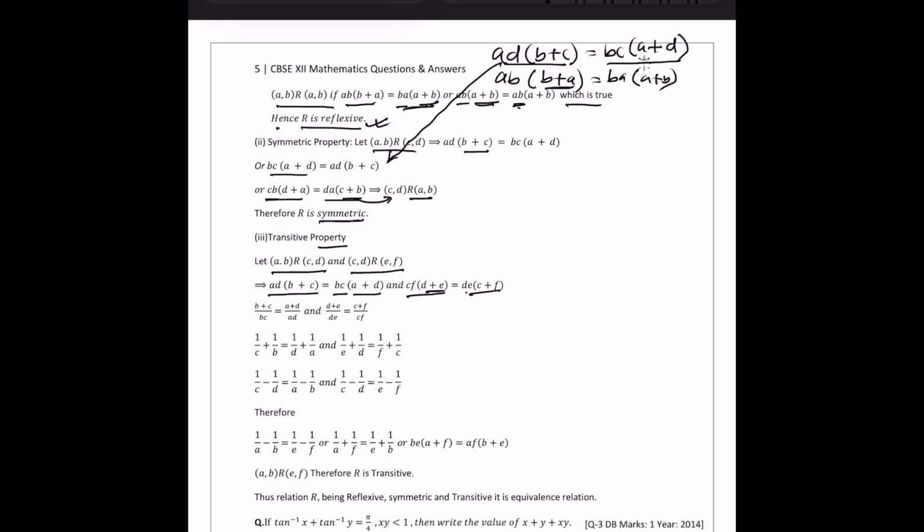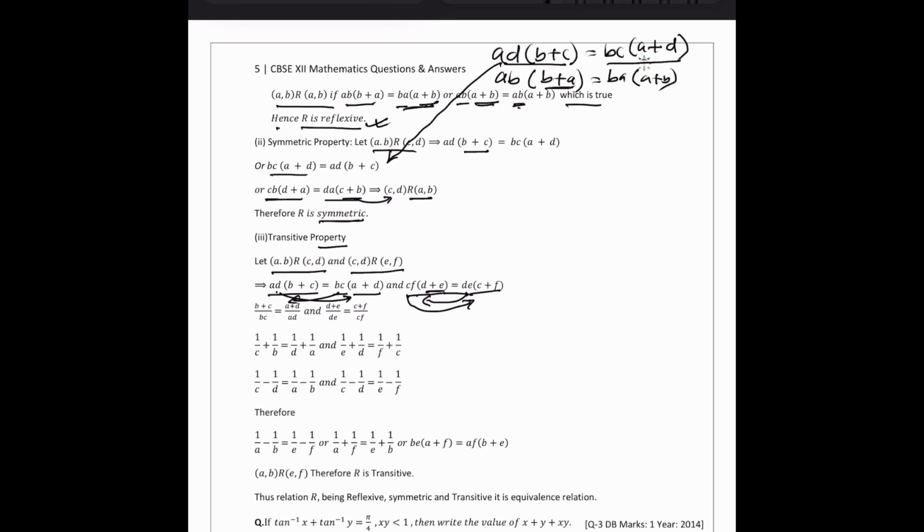This is from the relation given. So now B plus C by BC, so by AD. If we take this part here, B plus C by BC, and AD here in this cross, on this side, it becomes A plus D by AD. Similarly, this DE you take on this side, CF you take on this side.